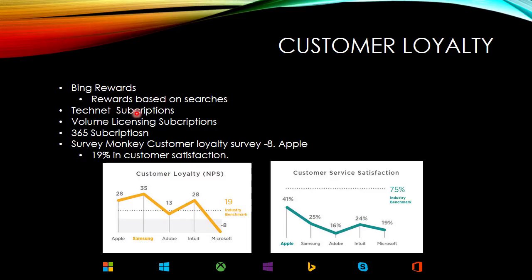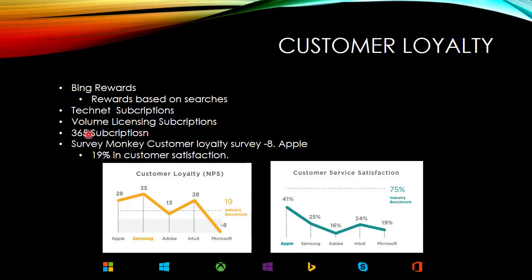I think this is a good way for them to get people off of the Google platform and into their search engine, by creating a loyalty program, where Google doesn't even have a loyalty program for their search engine. So where's the loyalty lie?